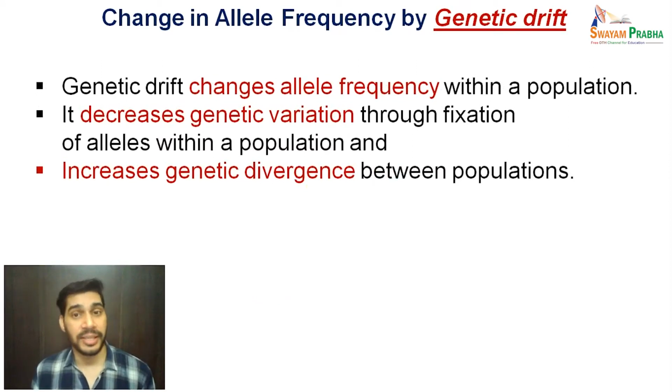So this is the effect of genetic drift. It changes the allelic frequencies within the population. On genetic variation, it decreases the variation through fixation of alleles within the population, and it increases the genetic divergence between populations. So these are the effects of genetic drift in total: besides changing the gene frequencies, it decreases the genetic variation because it fixes the alleles in the population, and it increases the genetic divergence between two populations.